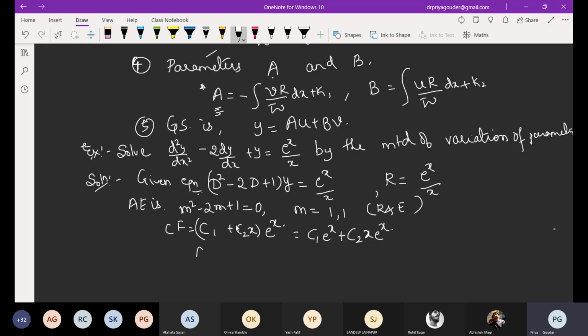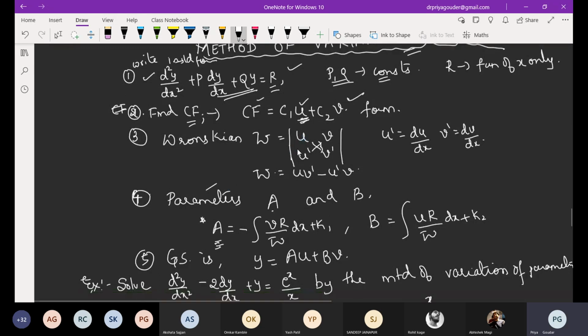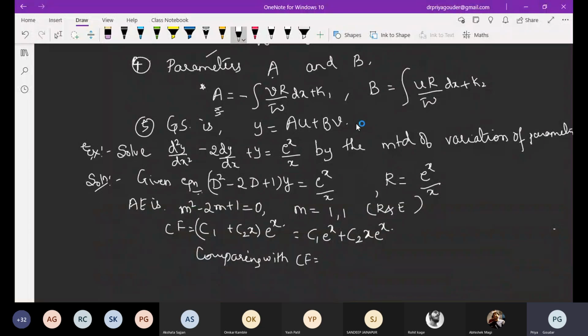Okay, now let's compare with the standard form. Just see step 2. What do we compare with? CF equal to C1u plus C2v. So if you do the comparison, tell me what is u? e raised to x. And what is v? x into e raised to x.